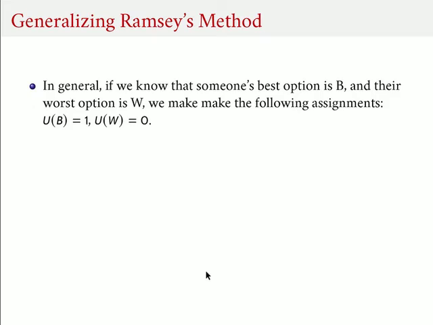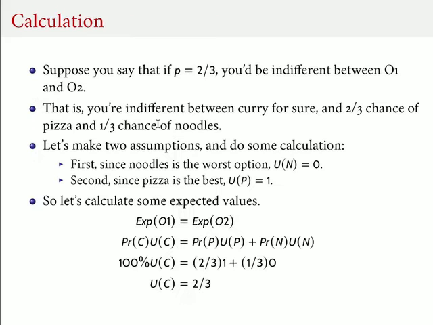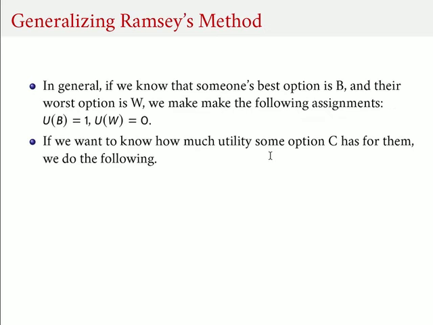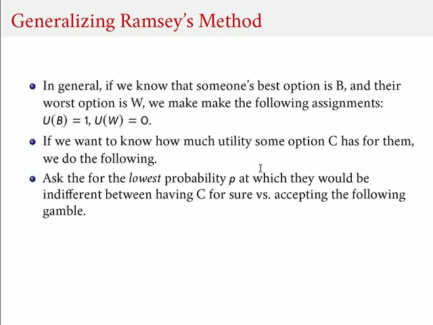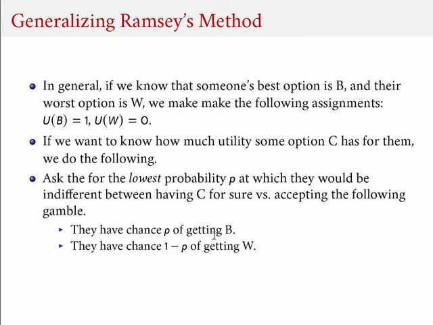So in general, if we know that someone's best option is B and their worst option is W, we can make the following stipulations: that the utility of the best option is 1 and the utility of the worst one is 0. Okay, so this is just a more general kind of stipulation than in this particular case we just worked through. And then if we want to know how much utility some third option C has for them, we just again do the following. We ask for the lowest probability P at which they would be indifferent between having C for sure versus accepting a gamble where they have a chance P of getting the best option and a chance 1 minus P of getting the worst option.